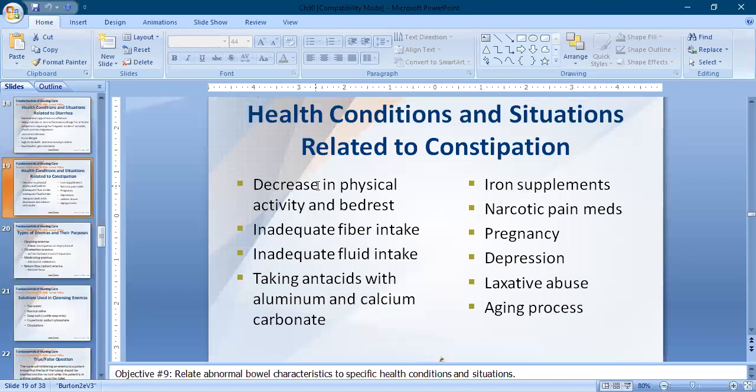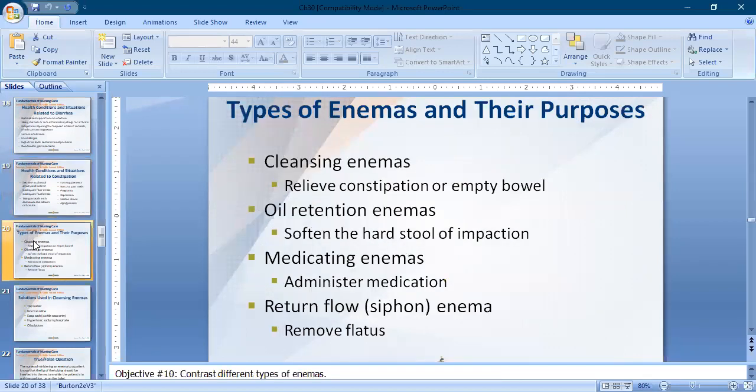Pregnancy causes constipation for a time being. Depression causes constipation because they do not eat well. Laxative abuse for a long time causes constipation, and also aging patients, right? So if your patient has constipation, especially an older patient, we have to give them an enema, right? When you give an enema, it is very important as an RN that we know how to administer the enema, right?